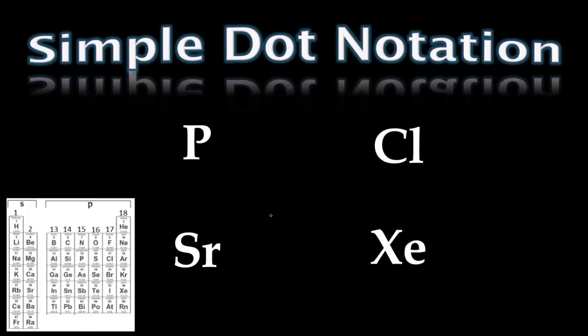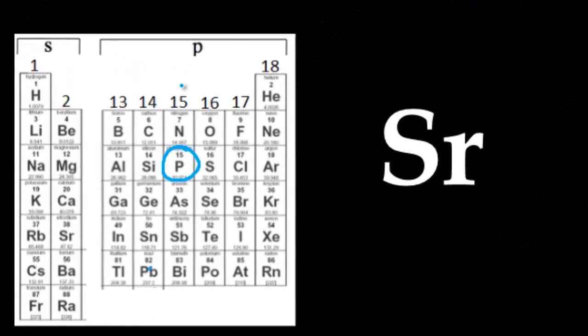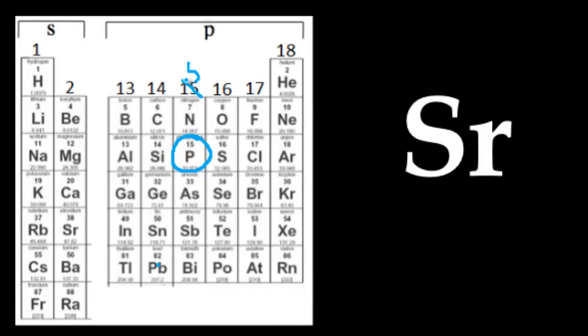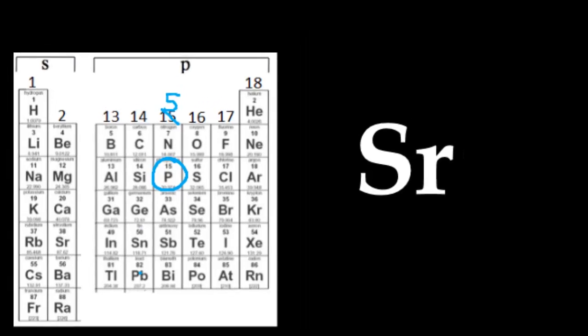So if we wanted to do some simple dot notation or find out how many dots are around these elements, instead of drawing out the orbital diagram, we're just going to use dots and we're going to place dots around it. So what we're going to do is find the element on the periodic table and start placing the correct number of dots based on its group number. So we look up P. P is here. It is in group 15, which remember is going to mean it has 5 electrons. Because it's in the P block, we subtract 10. So we are going to put dots around.